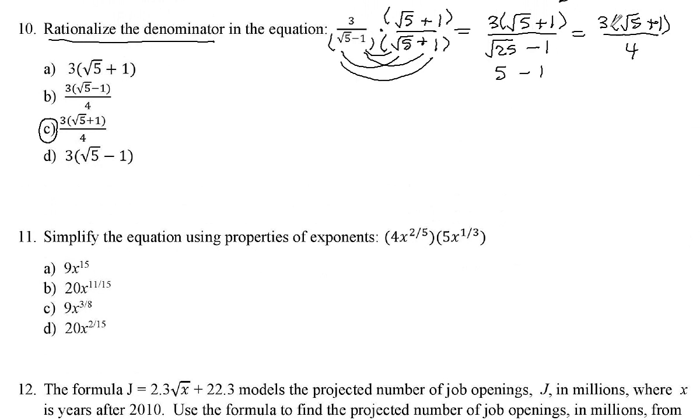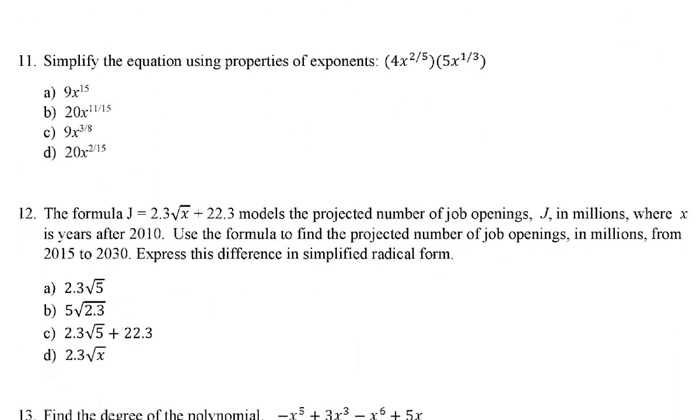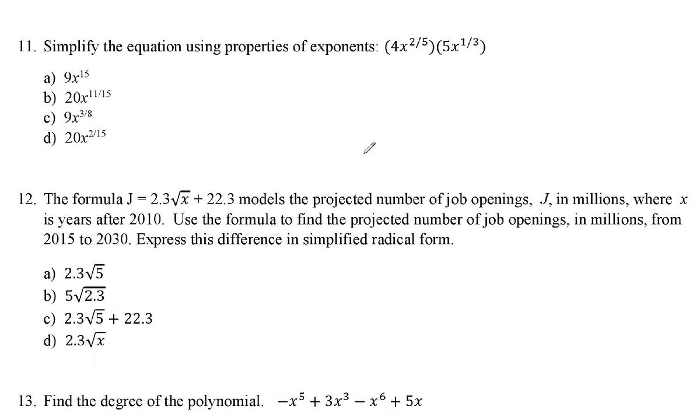And there's no more roots in the denominator, so that was rationalizing the denominator. All right, let's see, halfway there. Number 11, simplify. So simplify the equation using properties of exponents. So we're multiplying here. When you multiply, you're going to add exponents.